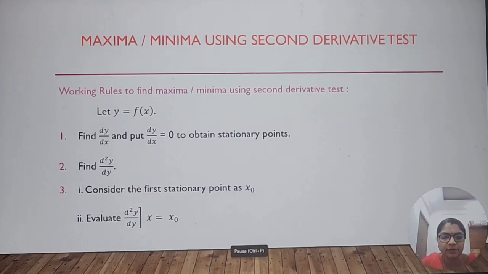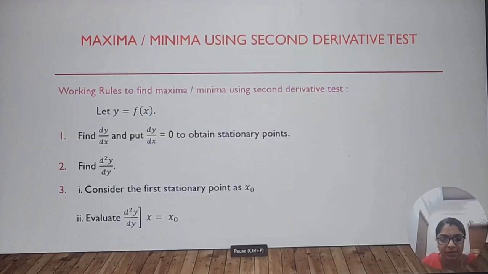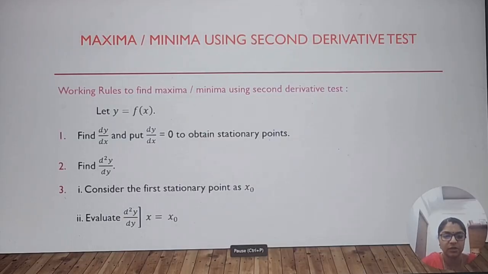Second working rule, after that we have to find d square y by dx square, that is the second derivative. Then the third working rule. In the third working rule, we have to consider part by part. There are one or two categories also. So first one, consider the first stationary point as x0. Then the second step, evaluate d square y by dx square at the point x is equal to x0.